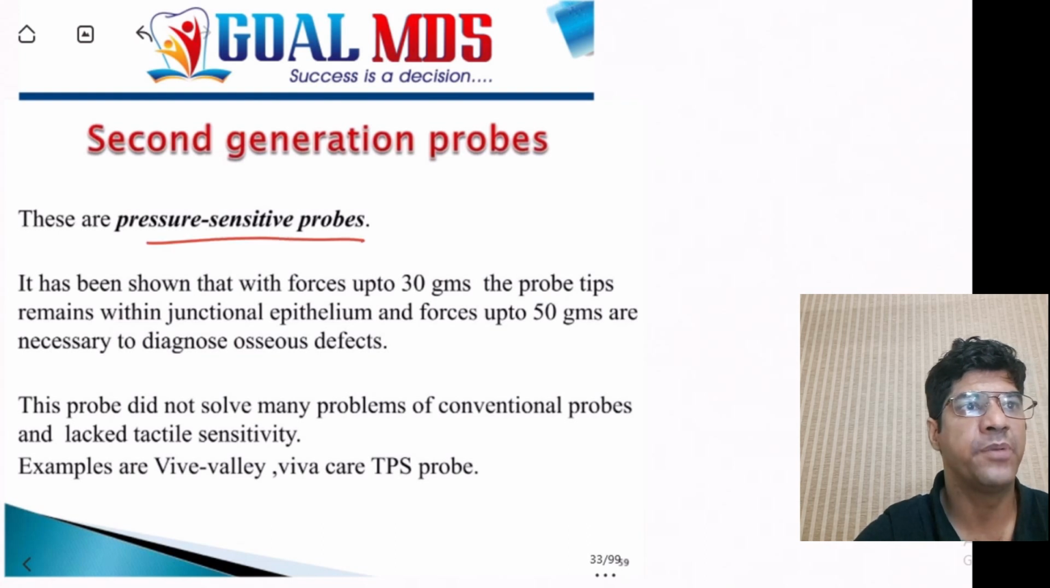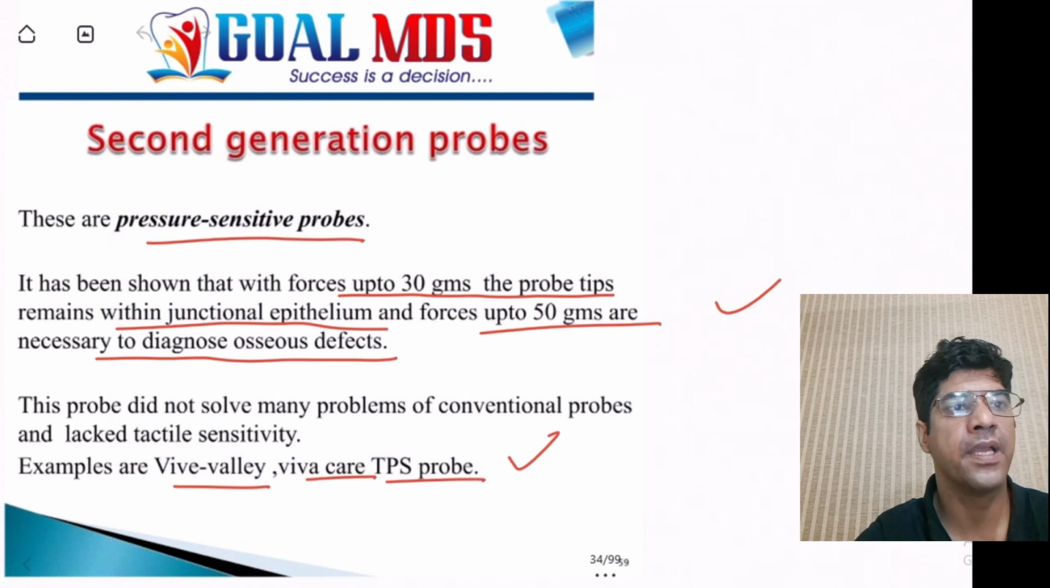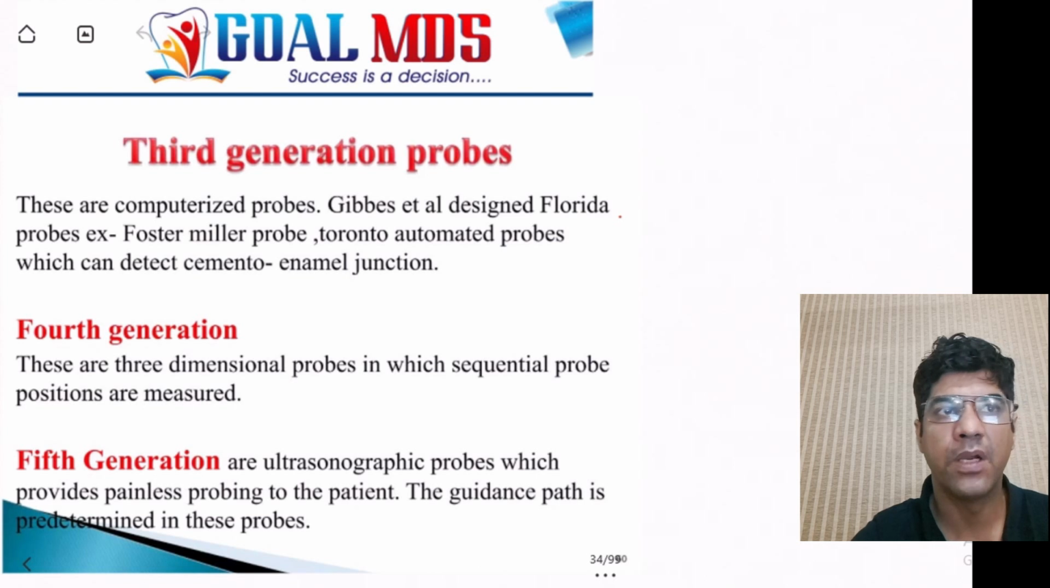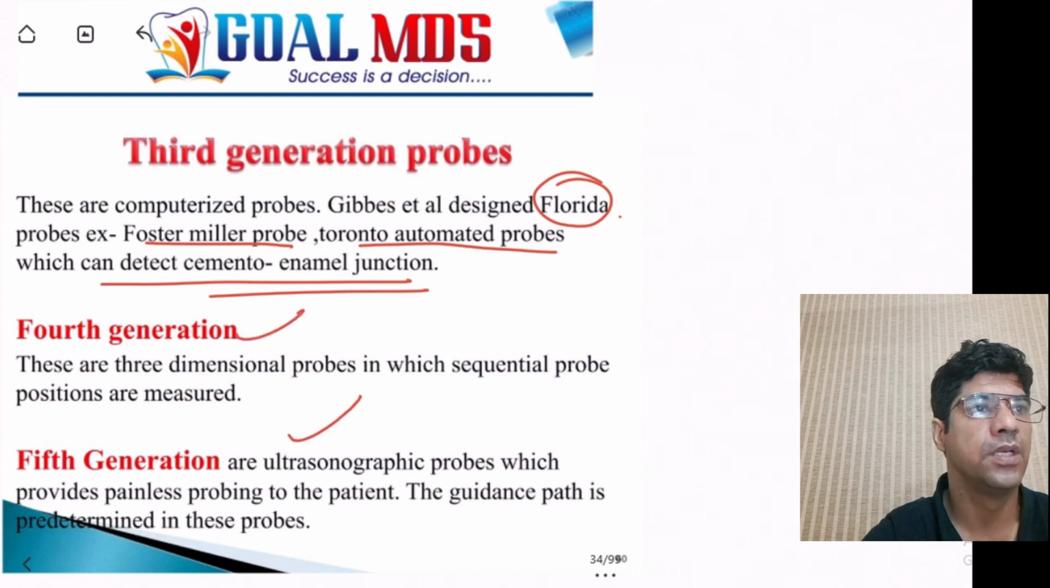Next are the second generation probes. These are the pressure sensitive probes. The force is up to 30 grams. The probe tips remain within the junctional epithelium, and force up to 50 grams is necessary to diagnose the osseous defects. Example: Villacare TPS probe. These are examples of the second generation probe. Third generation probe examples are the Florida Foster Miller probe and Toronto automated probe, which can detect the cemento enamel junction.